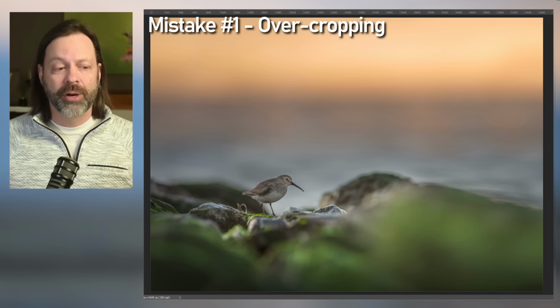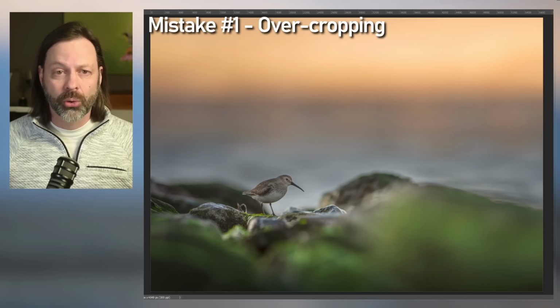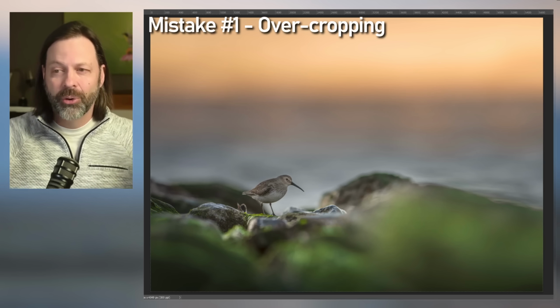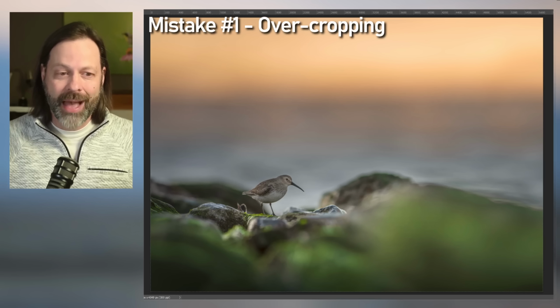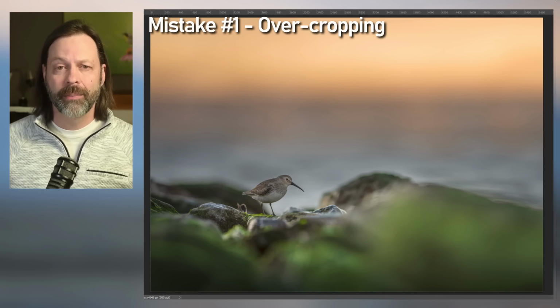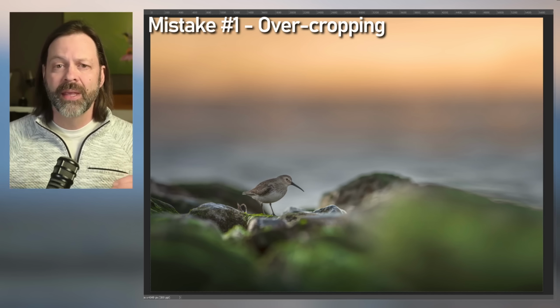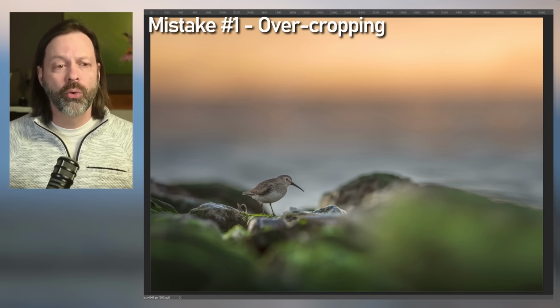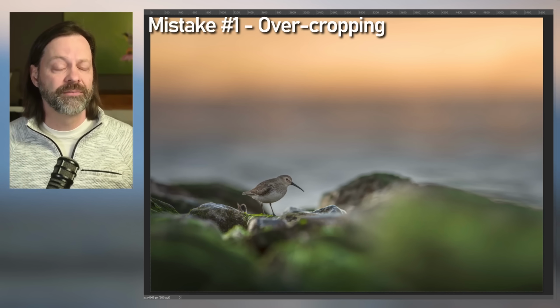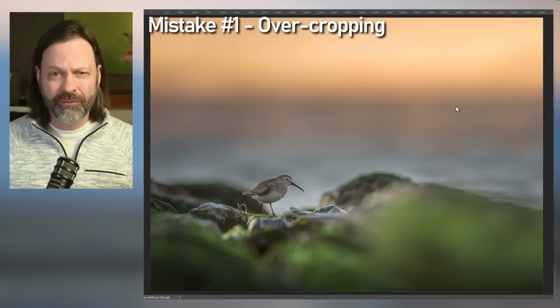Now, in the image I've brought up, we've got a dunlin on the shore, and it's got some moss in the foreground, a nice morning glow in the background. And while I like this environmental scene, a lot of beginning photographers really want to hyper focus on the subject. And it's difficult to get close, so we often end up overcropping to feature the subject. Now, there are a few problems with that.